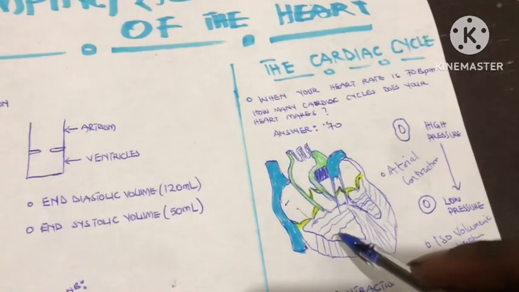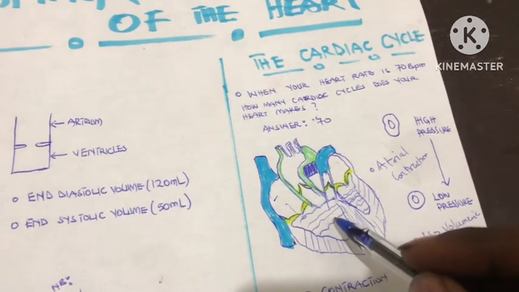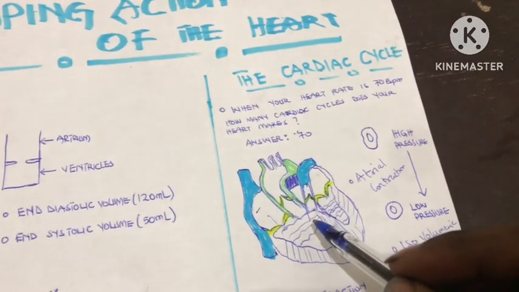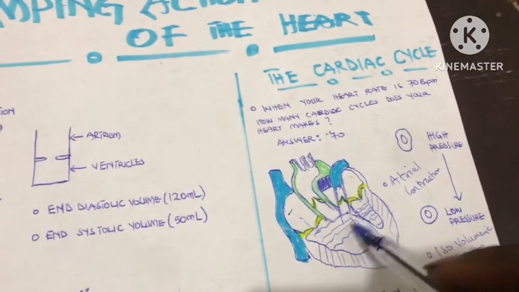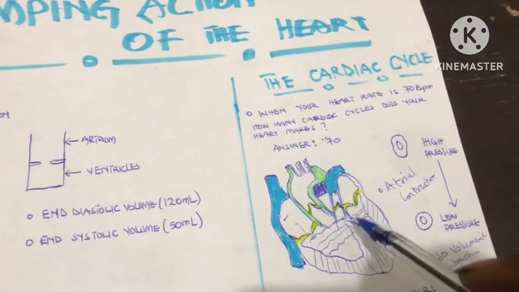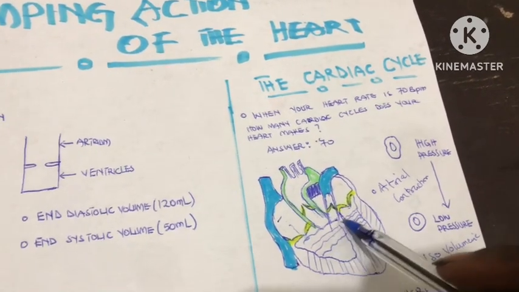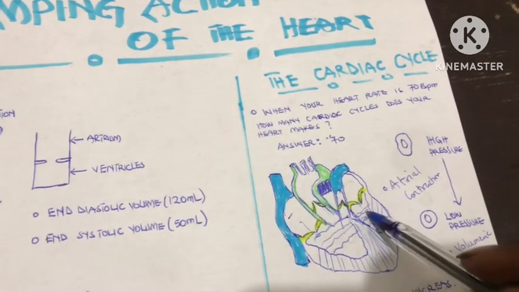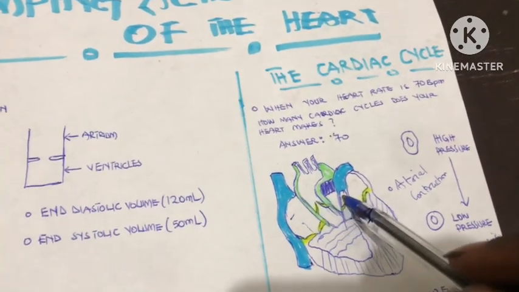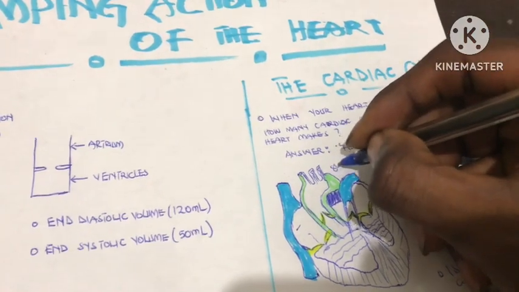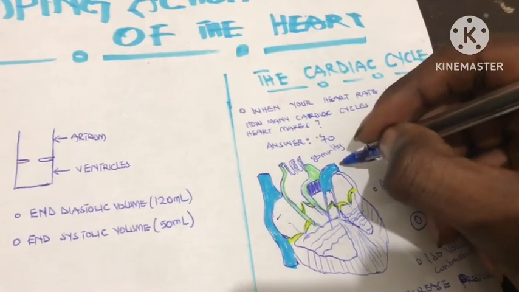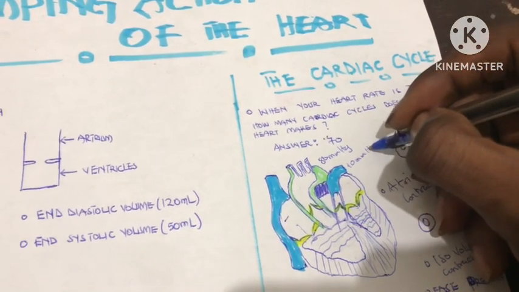Understand? So the contraction will slowly increase the pressure in the ventricles till a point is reached where the ventricular pressure, you see, the ventricles are pumping blood to the aorta and the pulmonary artery. So the pressure in the ventricles increases to a point where the ventricular pressure becomes greater than the aortic pressure and the pulmonary pressure. The aortic pressure is approximately 80 millimeters of mercury, and that for pulmonary is 10 millimeters of mercury.